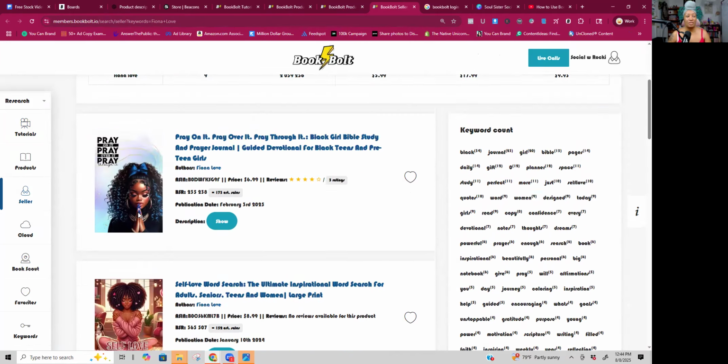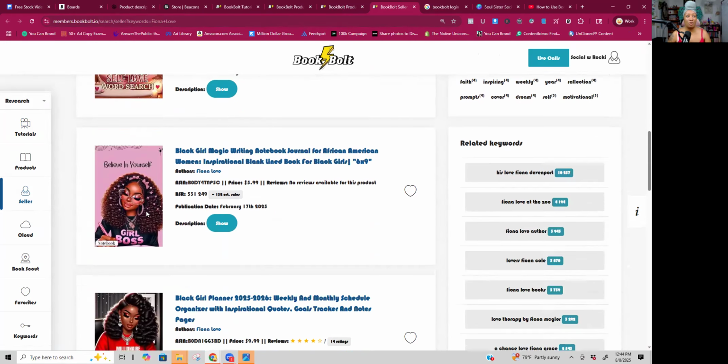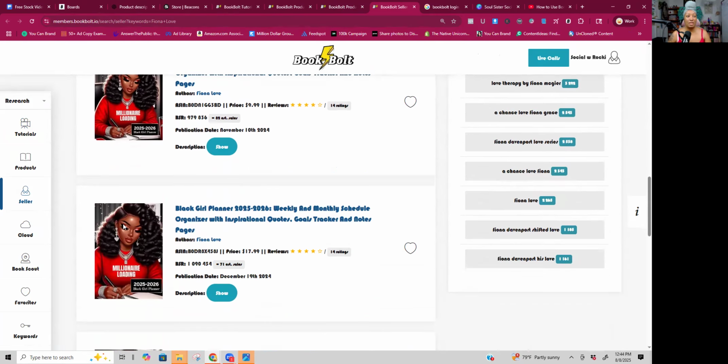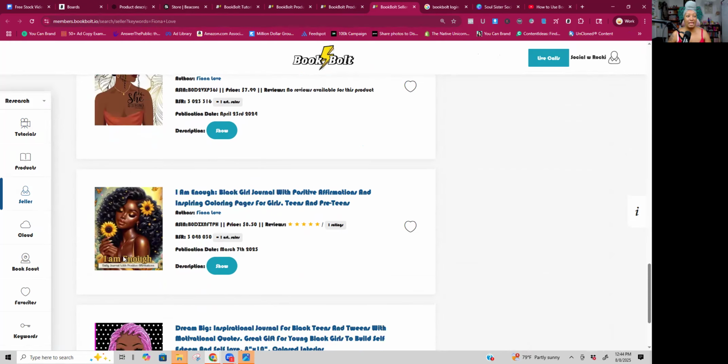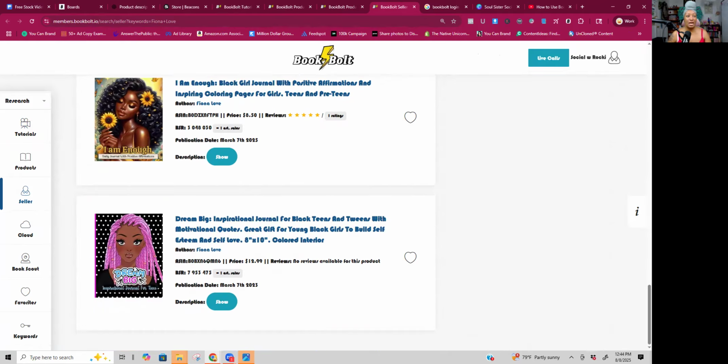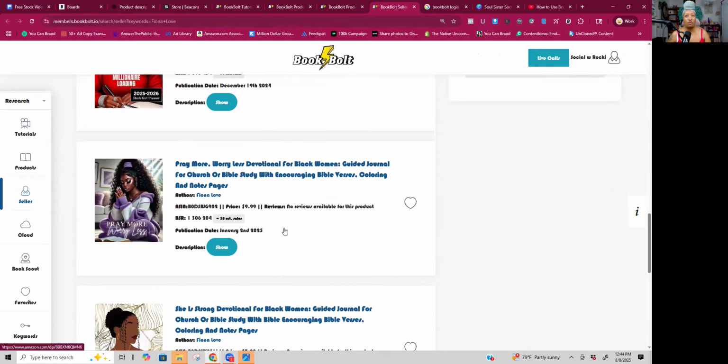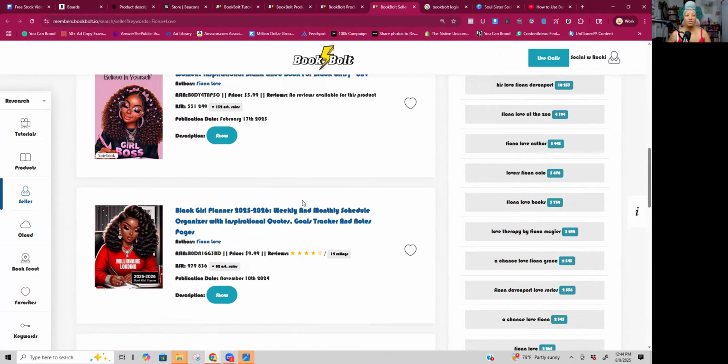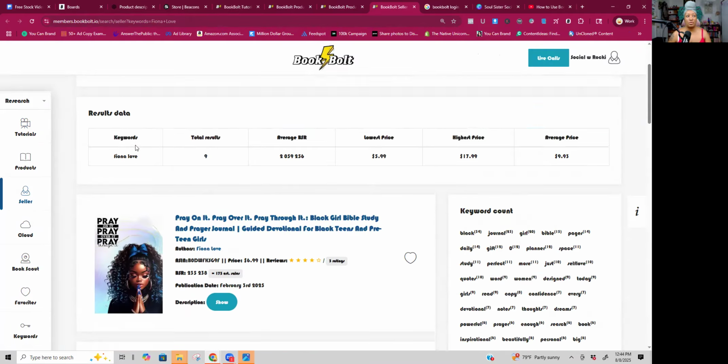As you can see, she has a word search out. Girl Boss, Believe in Yourself. That's out as well. So she's continuing the stream with the AI, and she uses different titles and different descriptions, but they are all journals for teens. So this would be a good thing to do for school because school's there as well.